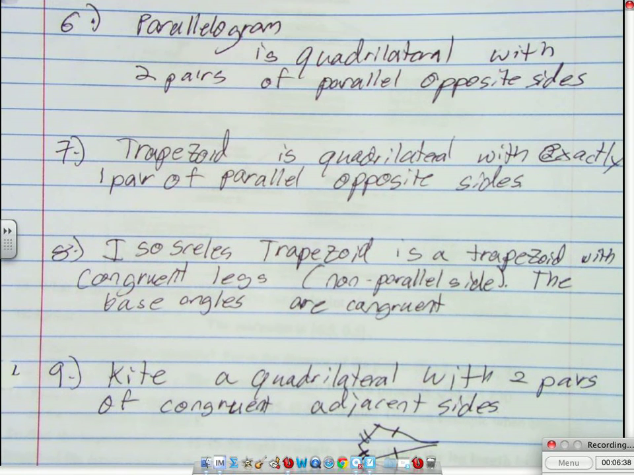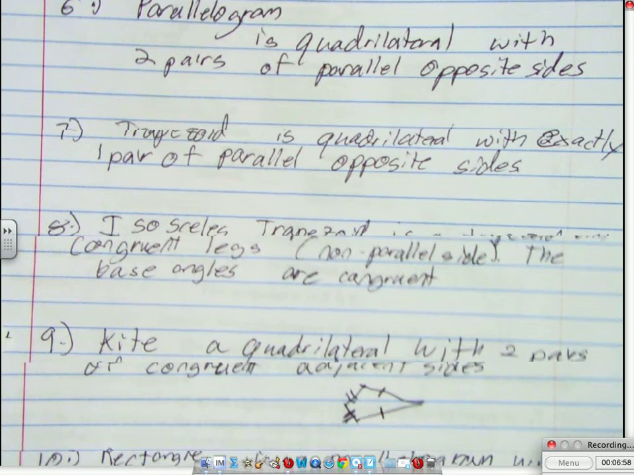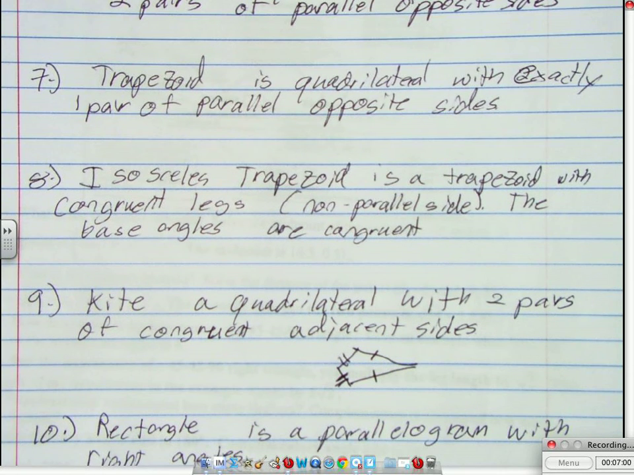Number 9, a kite is a quadrilateral with two pairs of congruent adjacent sides. Ten, a rectangle is a parallelogram with right angles.